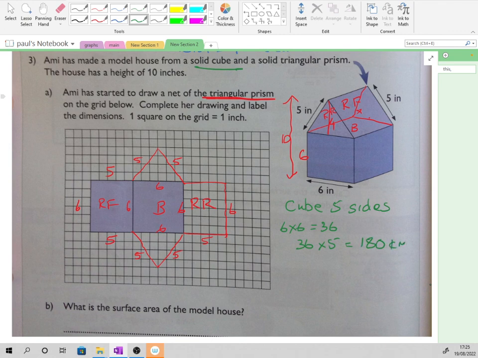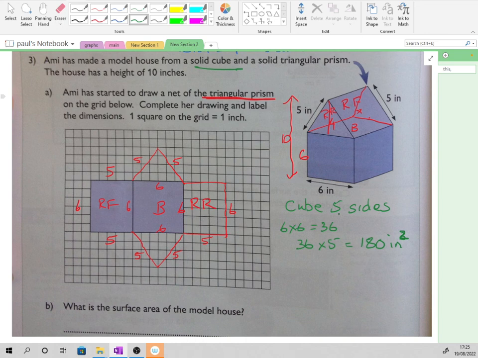centimeters. Oh no, it's inches. Oh, inches cubed. Why did they do it in inches? Yeah, inches squared.